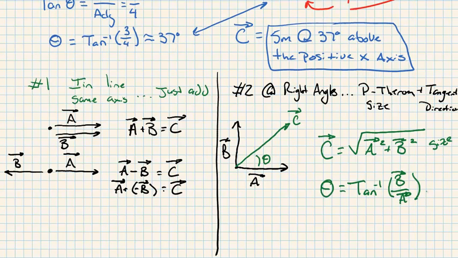So you always do this in this order. You do the ones that are in the same axis, combine those, and then go ahead and take care of any that are at right angles to each other. Using these two rules, you can solve most any vector problem.